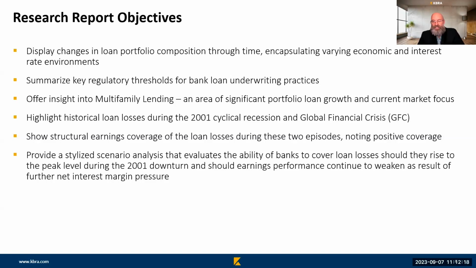And then at the end, when we conclude, we have a stylized scenario analysis that does two primary things. It stresses the net interest margin lower for these banks in a significant way, which is consistent with the trend that we're seeing through 2Q23. And then we use the peak loss rate in the 2001-2003 cyclical downturn, because we think, although it won't match perfectly, it's more similar to what might occur than the GFC.